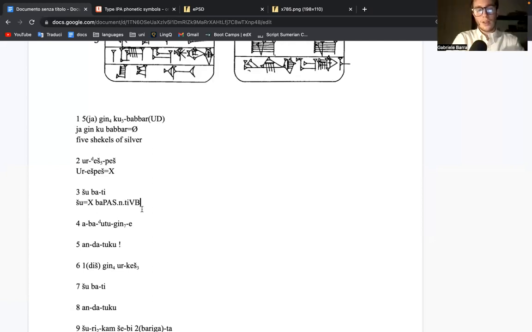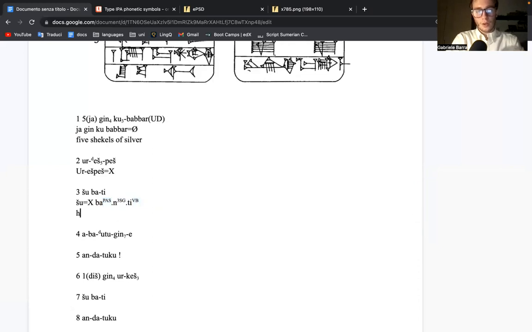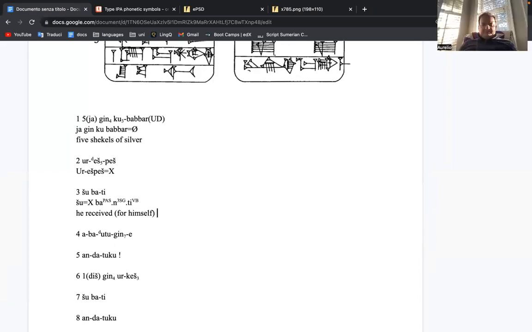Right. The verb, third person singular. So he received, right? So the ba would you would translate it literally as for himself. Yep. AKA from someone else. Ethical inward movement.